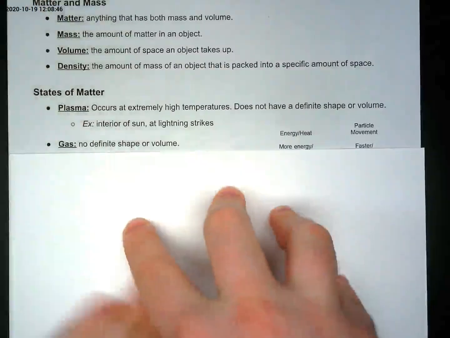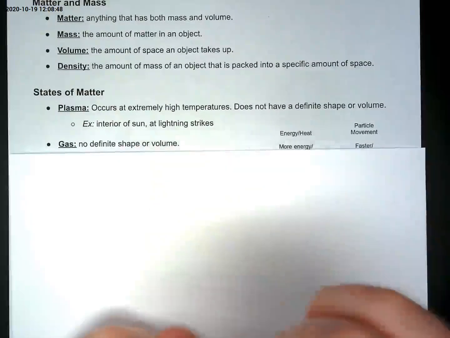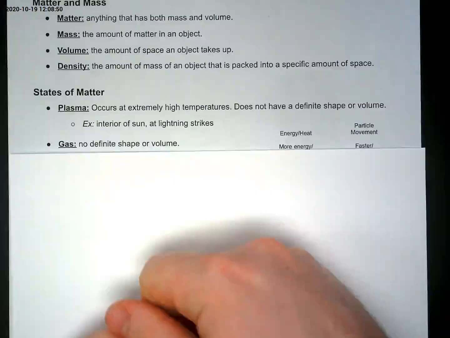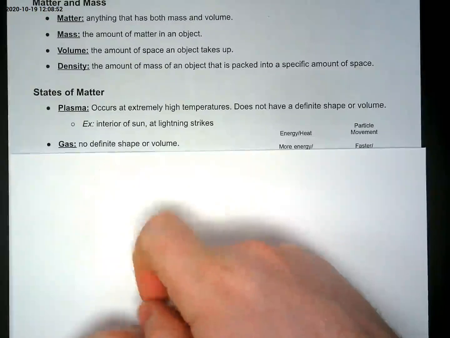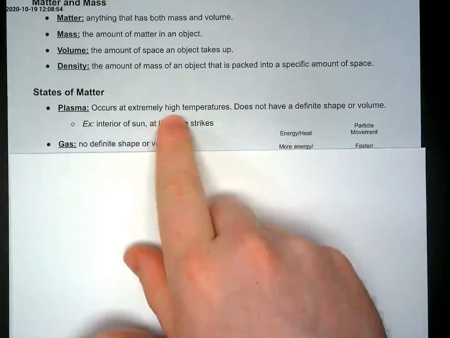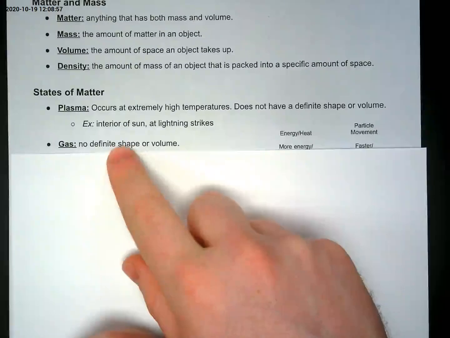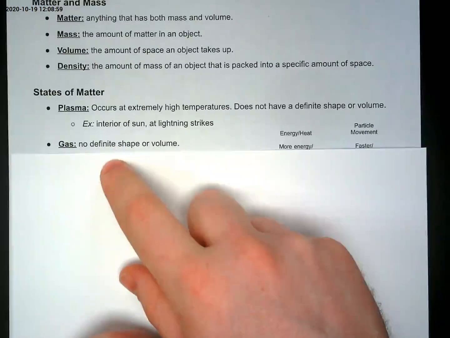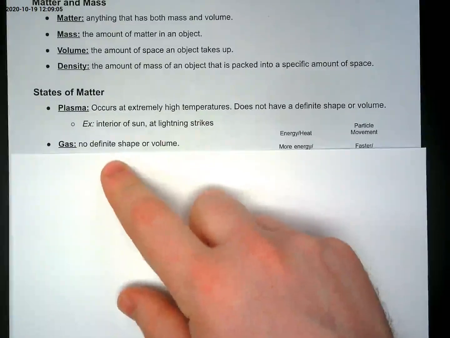Okay, so gas. So we start with plasma. We work our way down to gas. Gas has no definite shape or volume, but it does not occur at the extremely high temperatures like plasma does. Gas is more or less like it says here. It's matter that has no definite shape nor definite volume.